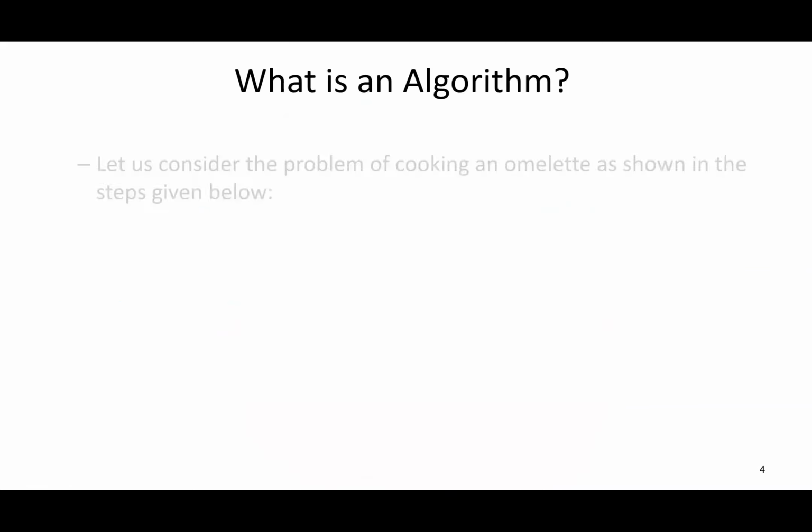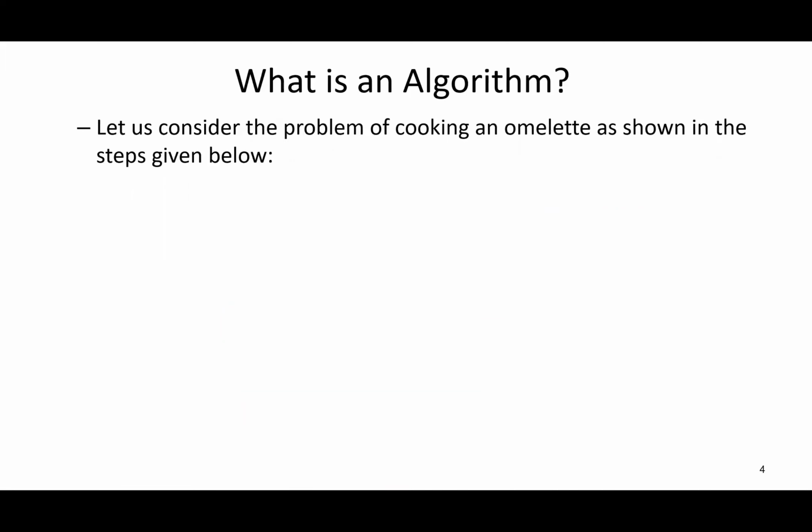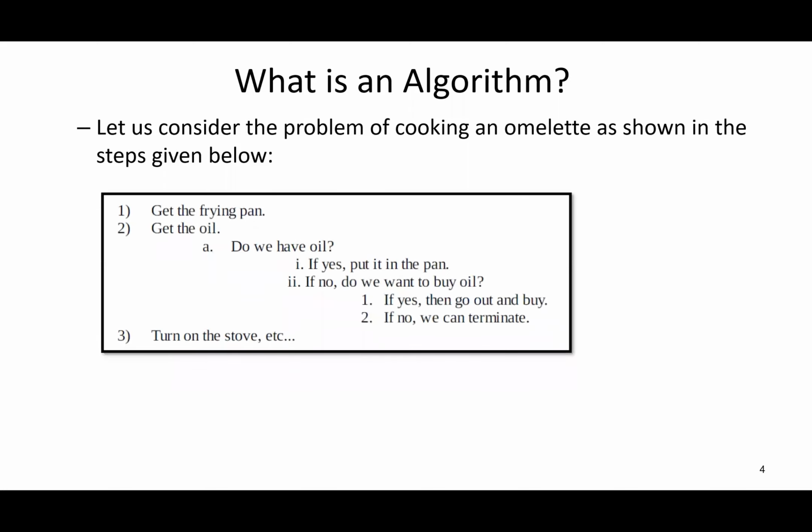Okay, so first we look at what is an algorithm, right? For example, we look at a problem where, let's say, we need to cook an omelette. And this is an example of the steps that we can follow. Maybe you have your own different steps to cook omelette or to cook other things. But for this one, let's see. The first step is we try to get the frying pan first before we can actually cook. Then after we have the pan, then we try to get the oil, right? We need some oil to cook.